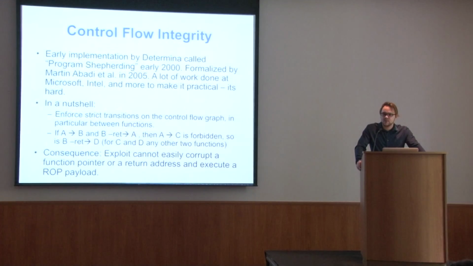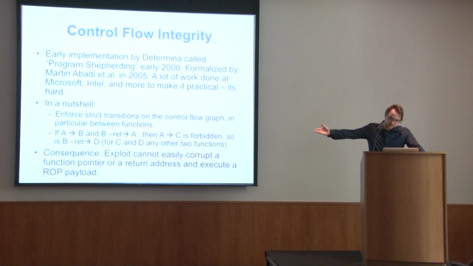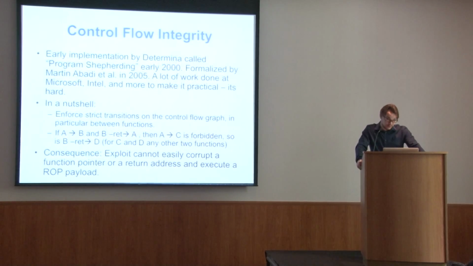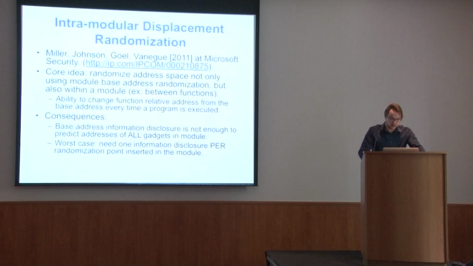In the next few years, CFI is going to hit the mainstream market. And the consequence of that is that if somebody, for example, wants to overwrite a function pointer and point it into a raw payload, or even overwrite a return address, it's going to be harder because protections are going to be in place. Maybe even hardware supported protections to actually enforce strict transitions on the control or call flow graph. So this is going to be a big problem for exploit writers in the future.